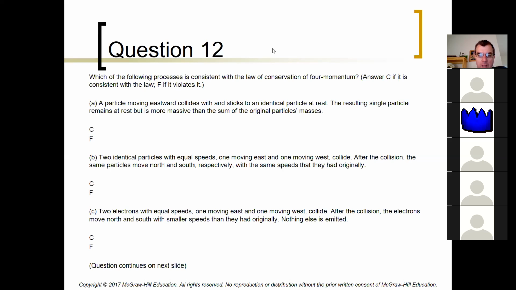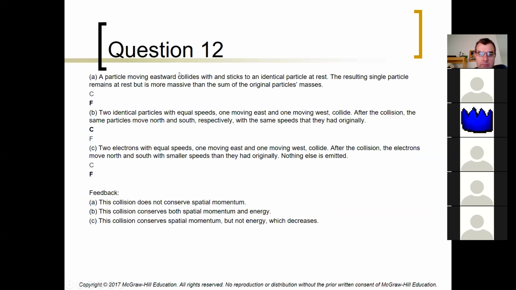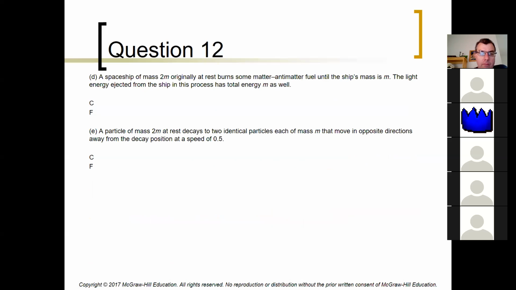Does anybody need more time on this slide before I move to the next one? I will tell you right now that at least one of these does indeed conserve forward momentum. So one of the three answers so far should be checked off by everyone. I won't say which one. I thought I had modified that one, I'm sorry.